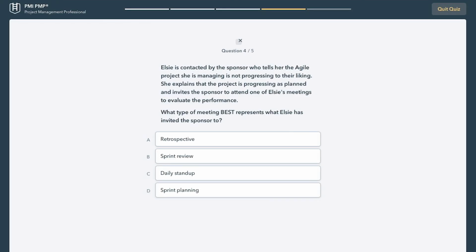Elsie is contacted by the sponsor who tells her the Agile project she is managing is not progressing to their liking. She explains that the project is progressing as planned and invites the sponsor to attend one of Elsie's meetings to evaluate the performance. What type of meeting best represents what Elsie has invited the sponsor to? Choice A, retrospective. Choice B, sprint review. Choice C, daily stand-up. Or is it choice D, sprint planning?